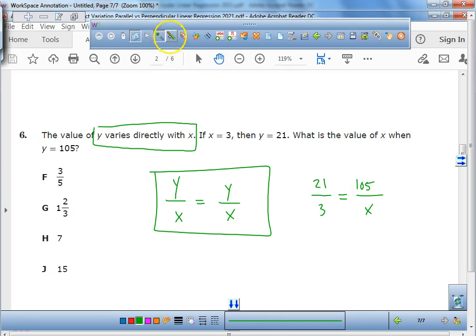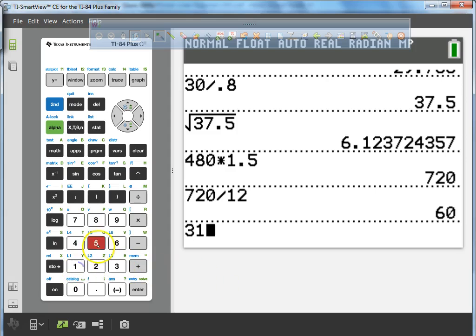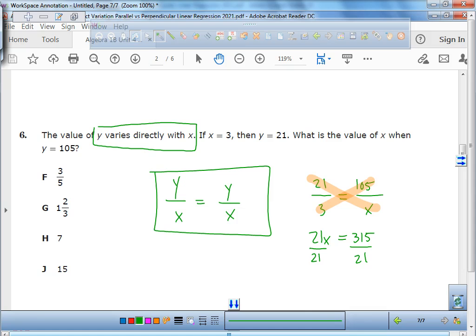Now, when you guys cross multiply these, all right, you get 21x equals 315. But what do we have to divide both sides by? 21. And when you do 315 divided by 21, what do you get? 15. That's why the answer is J.